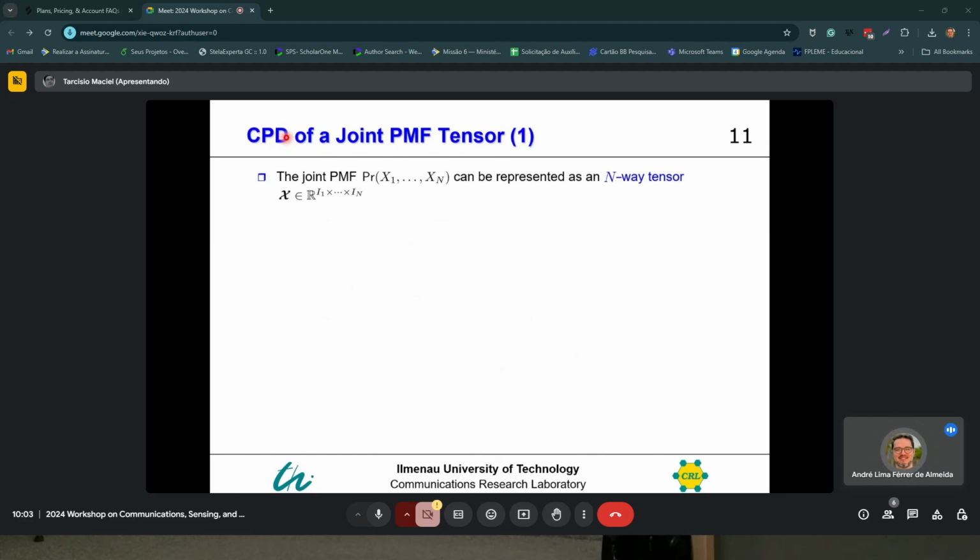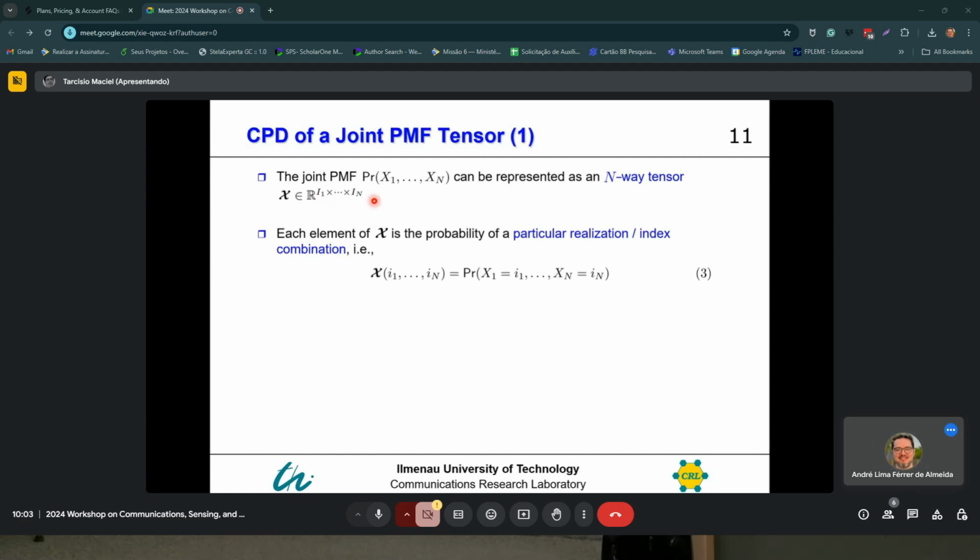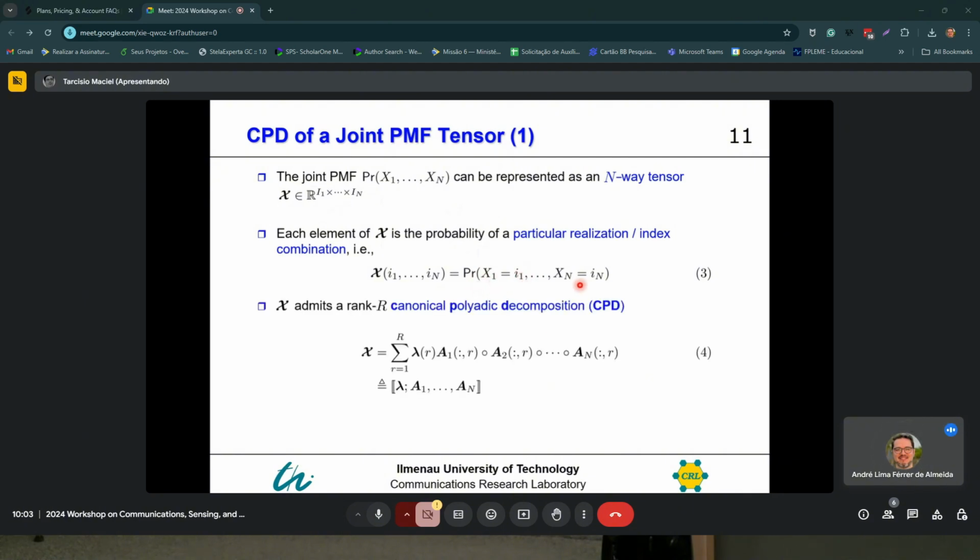Okay, now let's look at the naive Bayes model. Before that, let's look at the CPD. So the joint PMF, the probability of these n random variables, can be represented as an n-way tensor, capital X. So this tensor is real valued, of course, of size I1 by I2 up to IN, n-dimensional tensor, and each element of X is now the probability of a particular realization, the probability of a particular index combination, right? So the probability that X1 is equal to I1 up to Xn being equal to In.